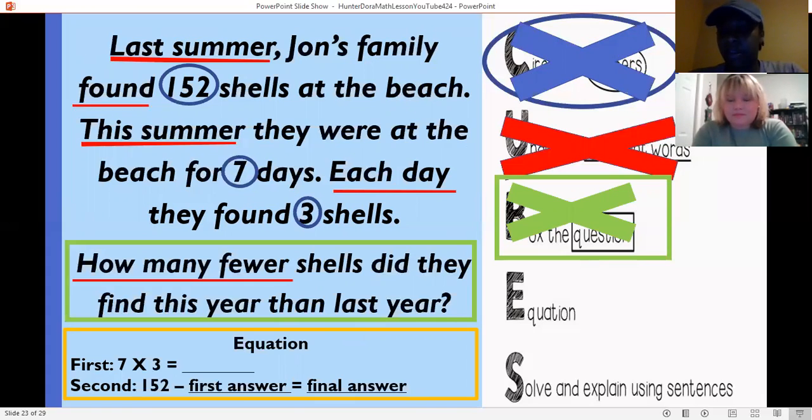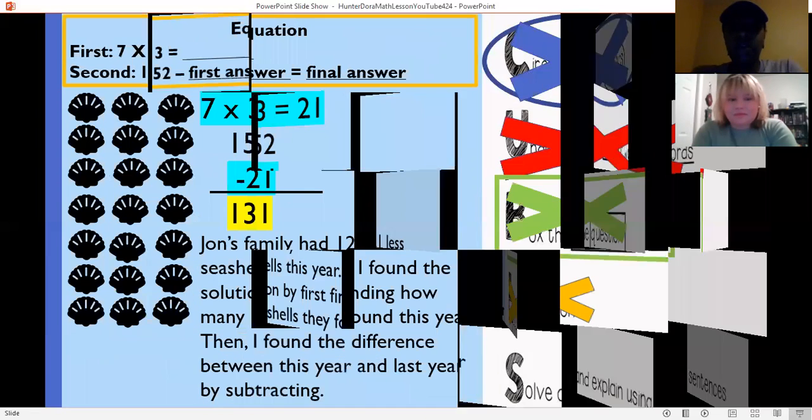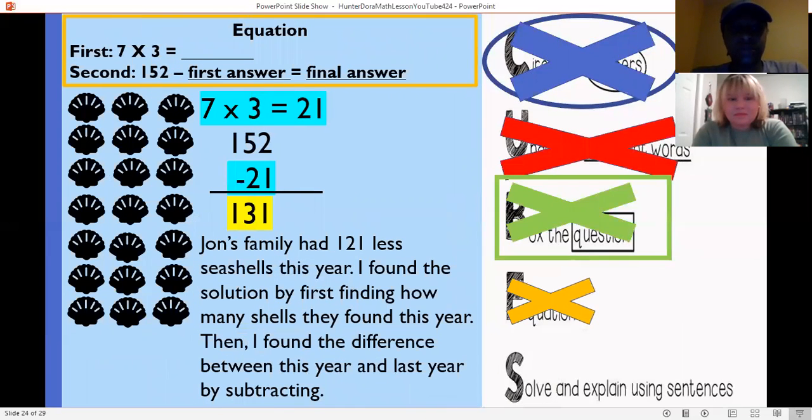Right. All right. So now we have moved on to the solution. This year, the John's family found 21 seashells. And last year, they found 152 seashells. So the difference between the two, or what we find when we subtract 21 from 152, is 131. So John's family had found 131 less seashells this year.